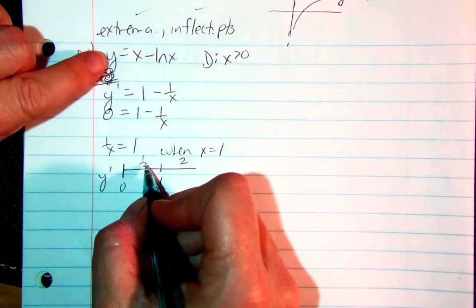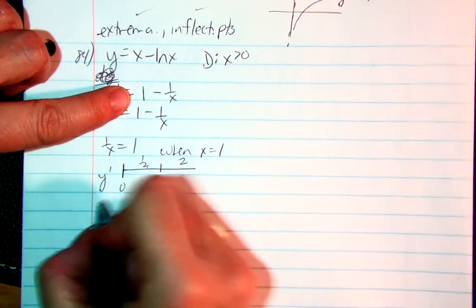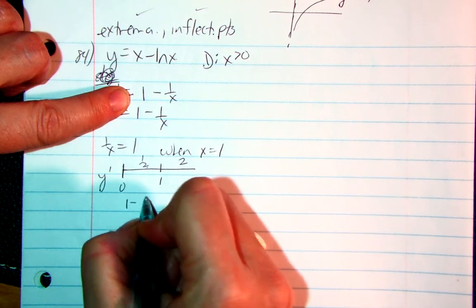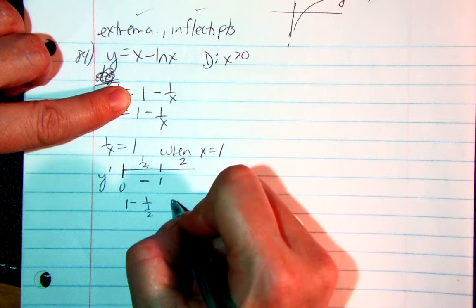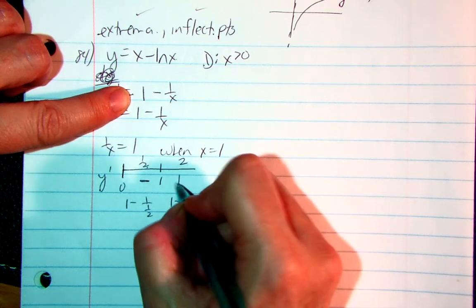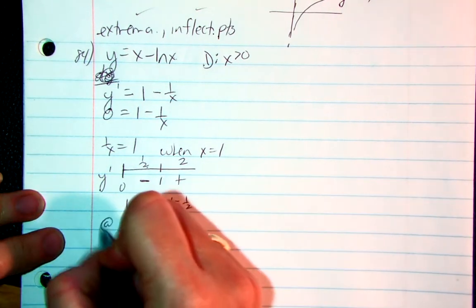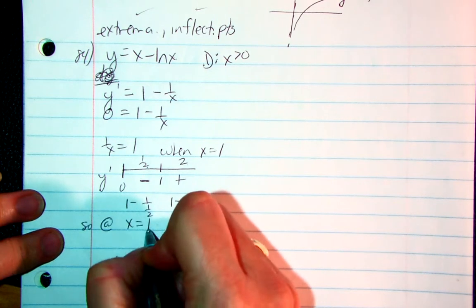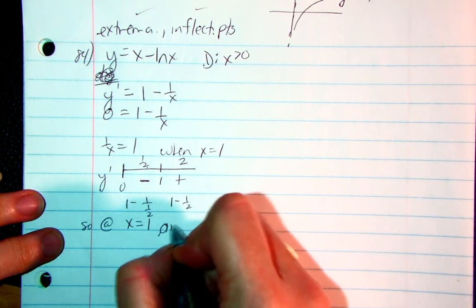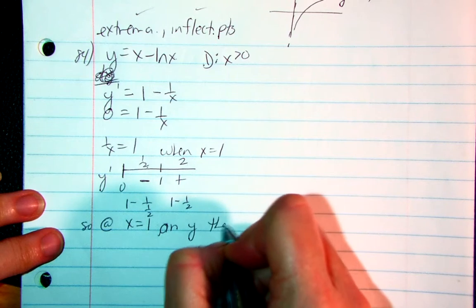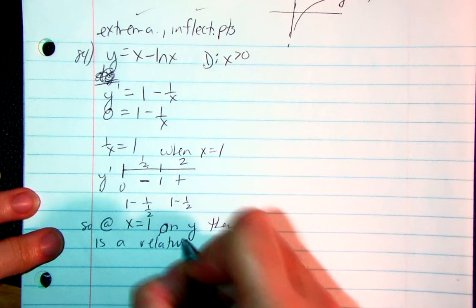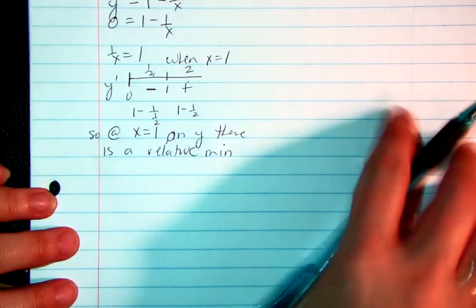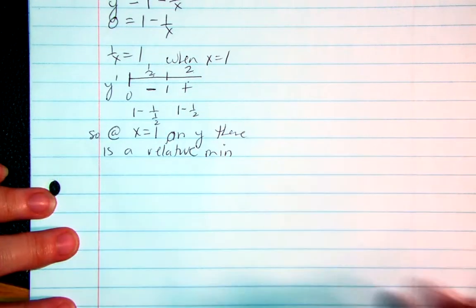And so I'm going to put 1/2 into this equation. So what is that? That is 1 minus 1 over 1/2. That's really 1 minus 2. That's negative. Now I'm going to put in 2. 1 minus 1/2, that happens to be positive. So at x equal 1, on y, there is a relative min. It goes from negative to positive, like it's cupped up, from negative to positive.